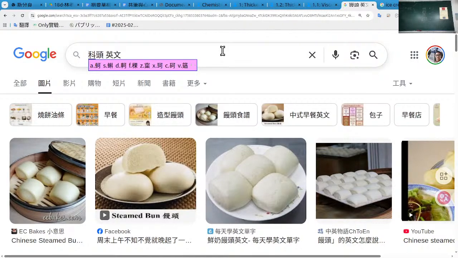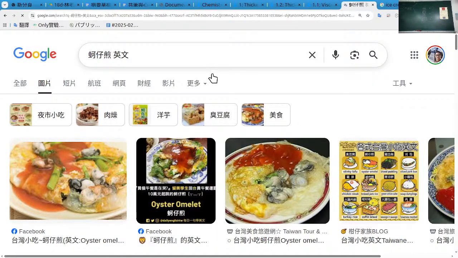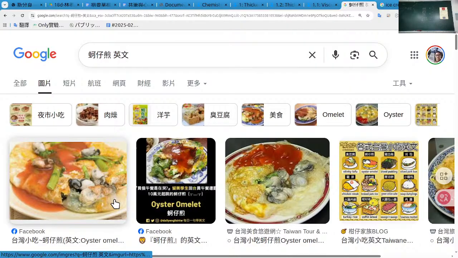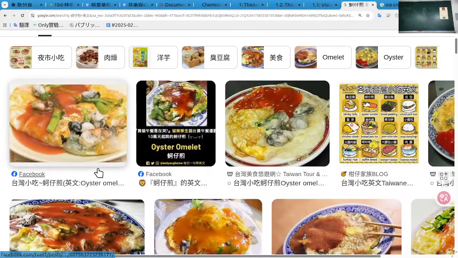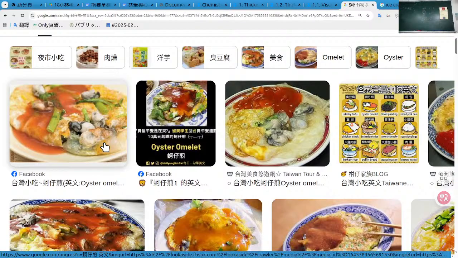Let me check here. One minute, please. Yeah, if you have a chance, I encourage you to eat this one because I don't know, maybe also omelette, and eggs and oysters, and the main thickening agent is potato starch.